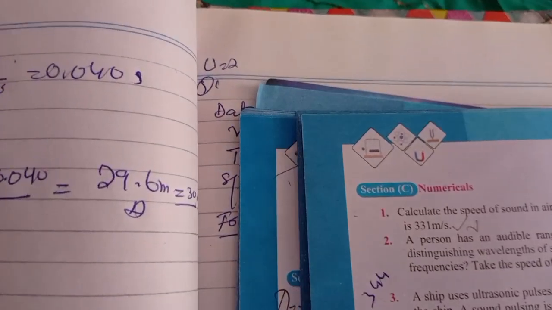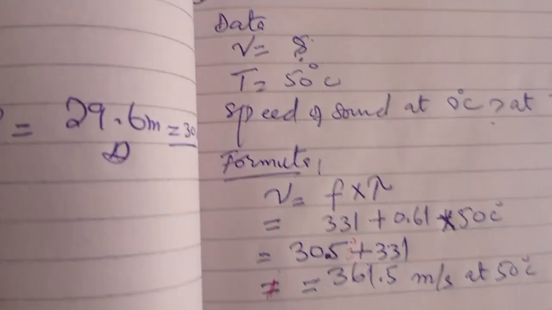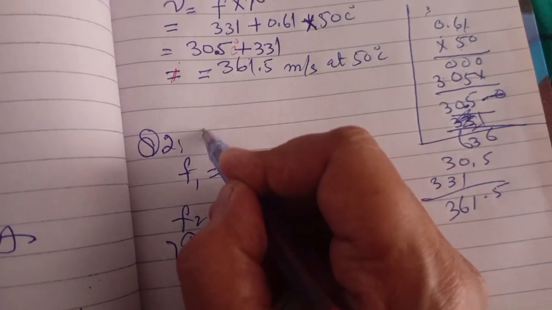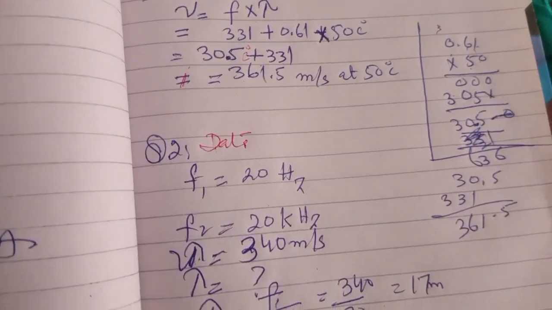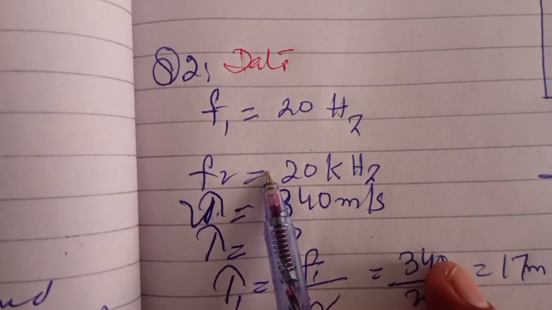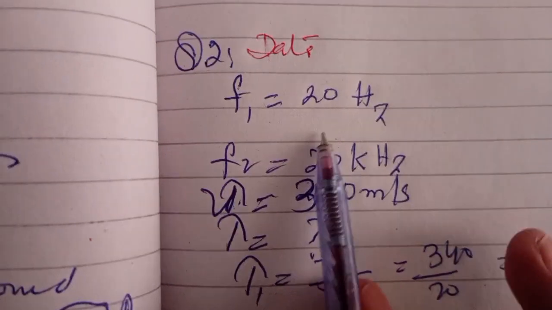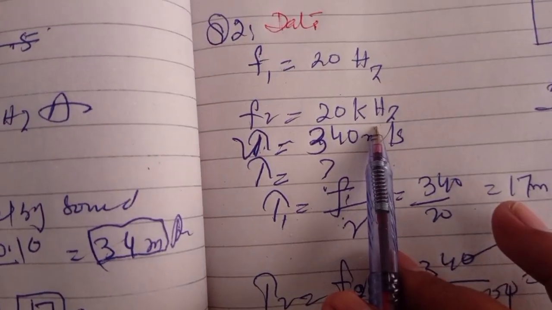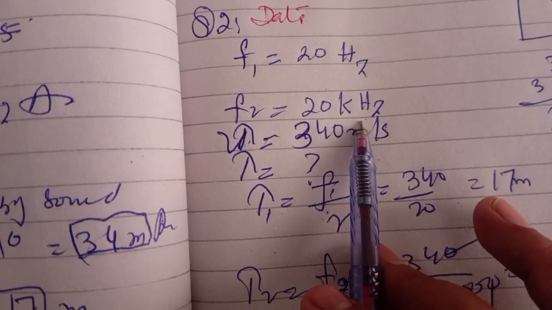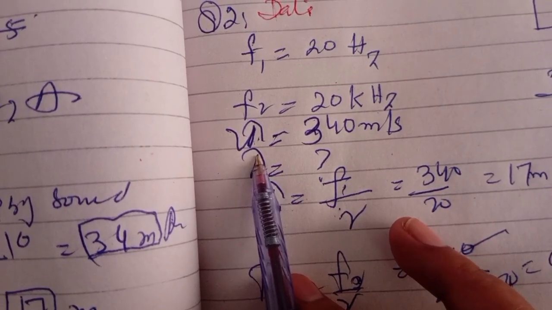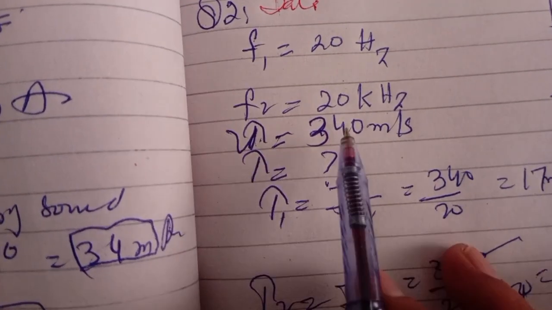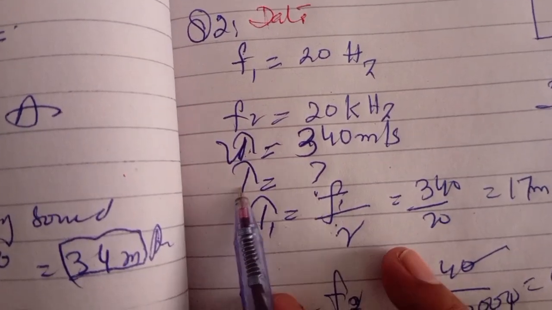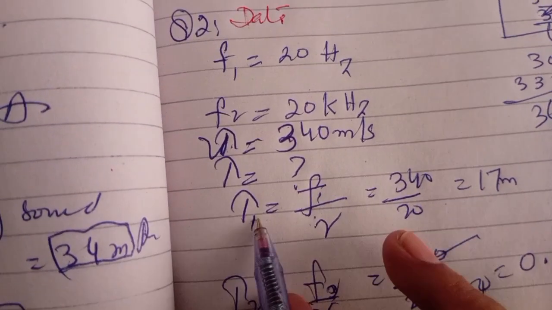Okay, so here I have written down the data for the second numerical. Two frequencies have been given: frequency 1 equals 20 Hz and frequency 2 equals 20 kilohertz. As you already know, kilo means 1000, and the speed of the wave has been given to us as 340 meters per second. We have to find out the lambda according to each frequency. So I have put the formula here.